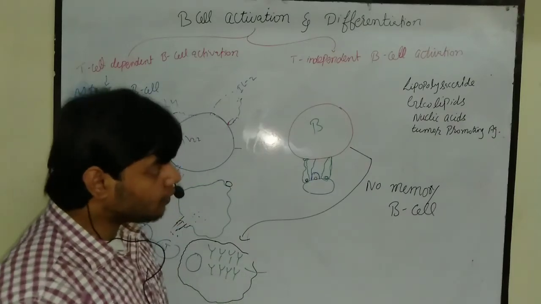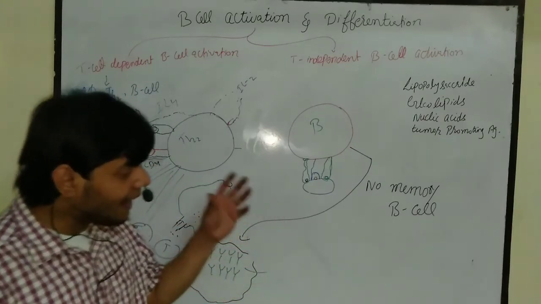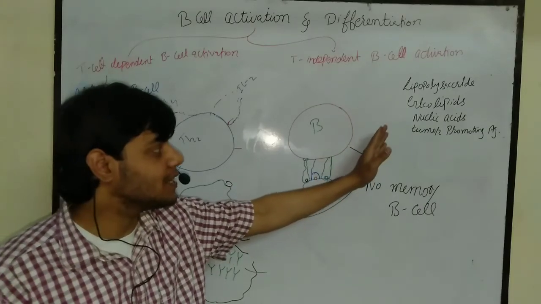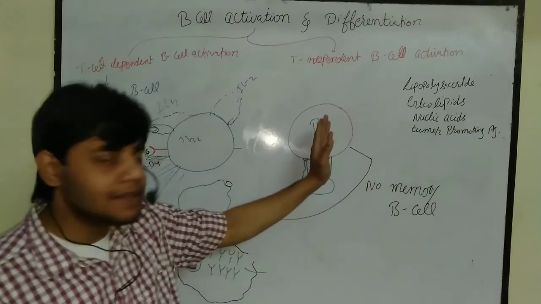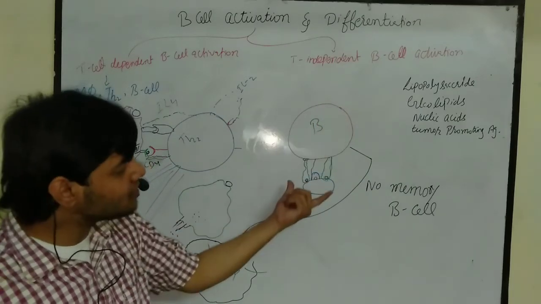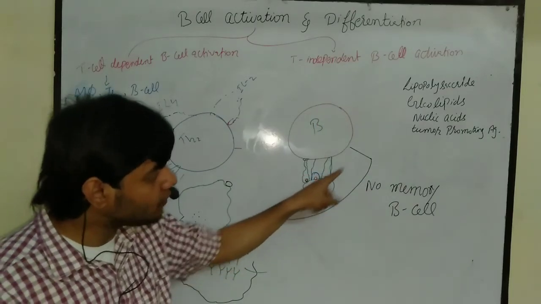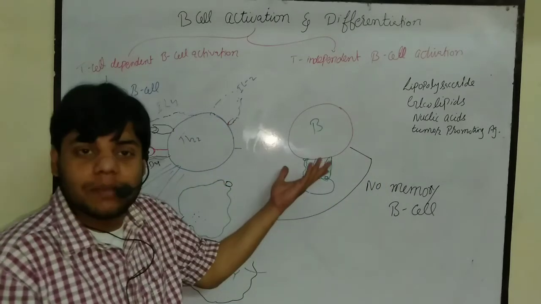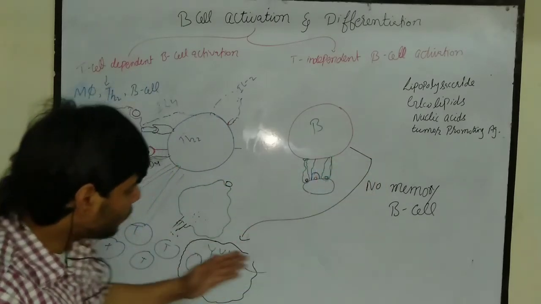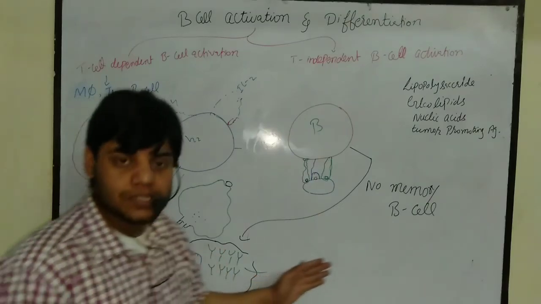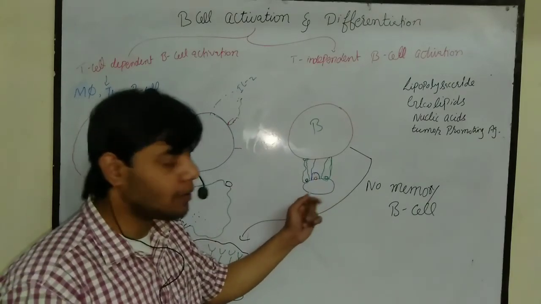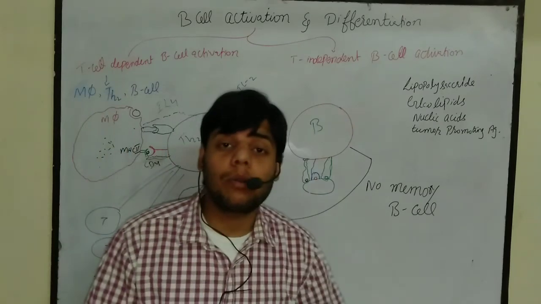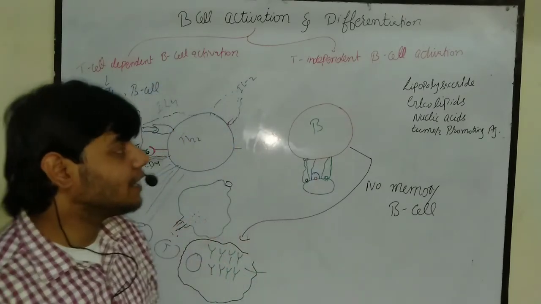So what do we learn? We learn that this B cell doesn't require T cell activation. As you can see, there is no T cell due to which the B cell is activated. The B cell is just activated to recognize these types of antigen molecules which are present on the microbe surface. After that, the B cell will be activated, and it will be converted to a plasma cell. The plasma cell will secrete antibodies which are against this type of microbes. So this is all about the B cell activation and their differentiation.